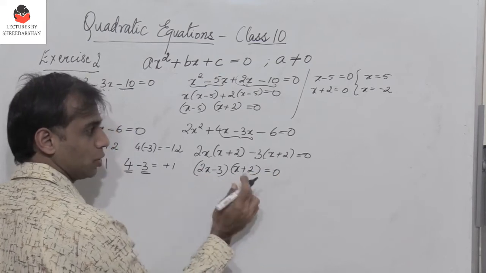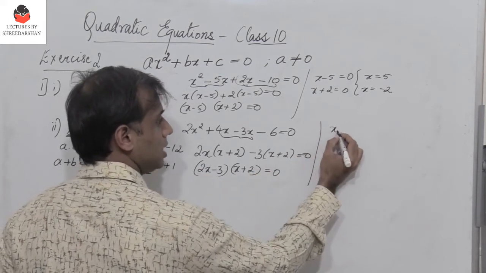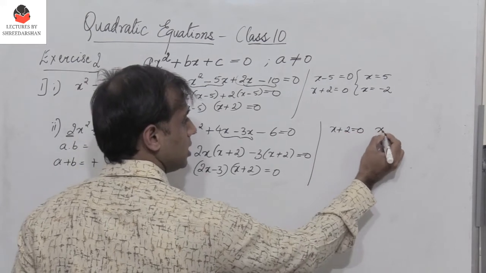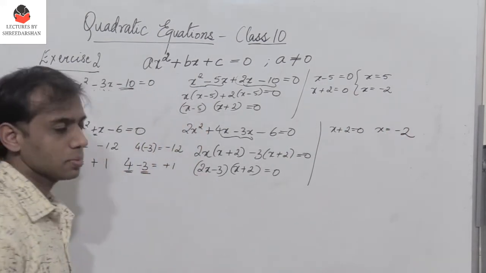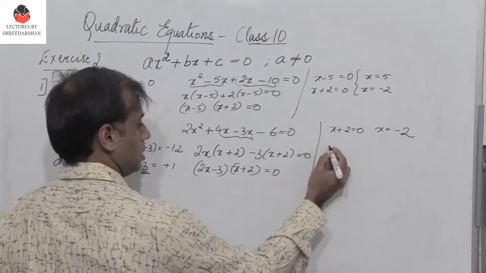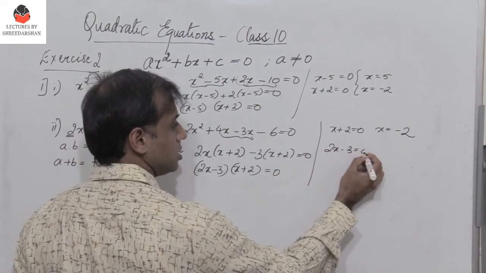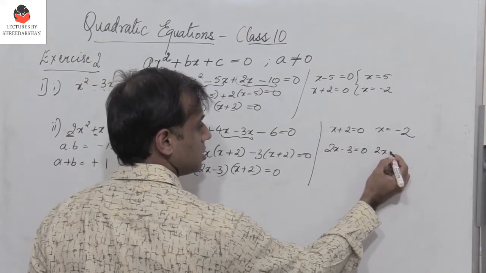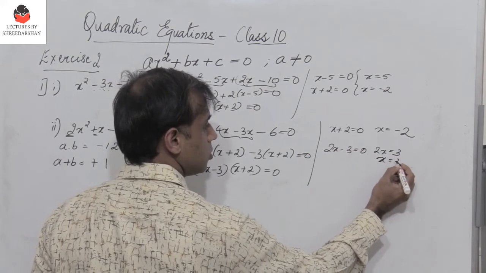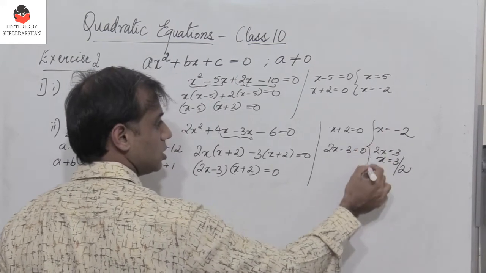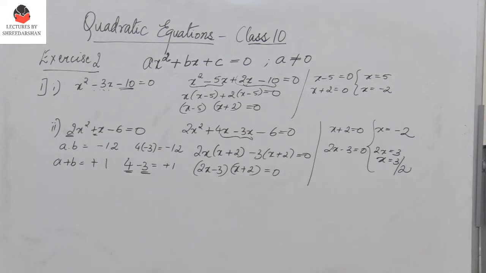So I equate both of them to 0. X plus 2 equal to 0. So x is equal to minus 2. Here 2x minus 3 equals 0, or 2x is equal to 3, or x equals 3 by 2. So these are the two values. So x is minus 2 and x is equal to 3 by 2.